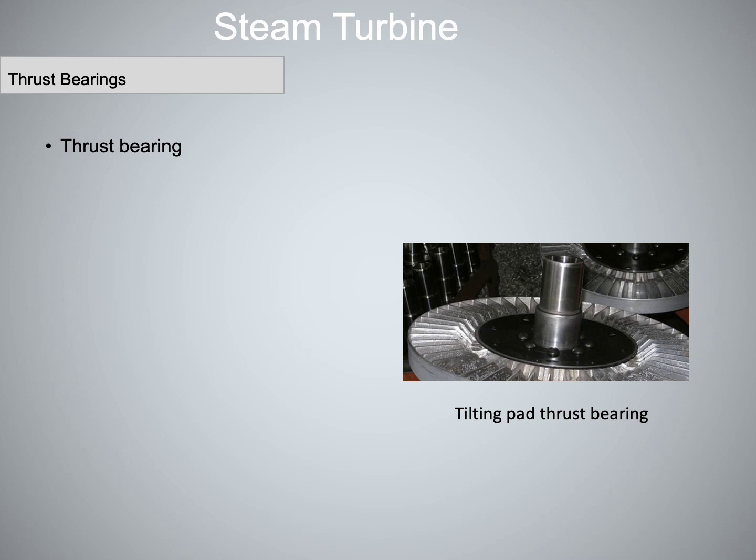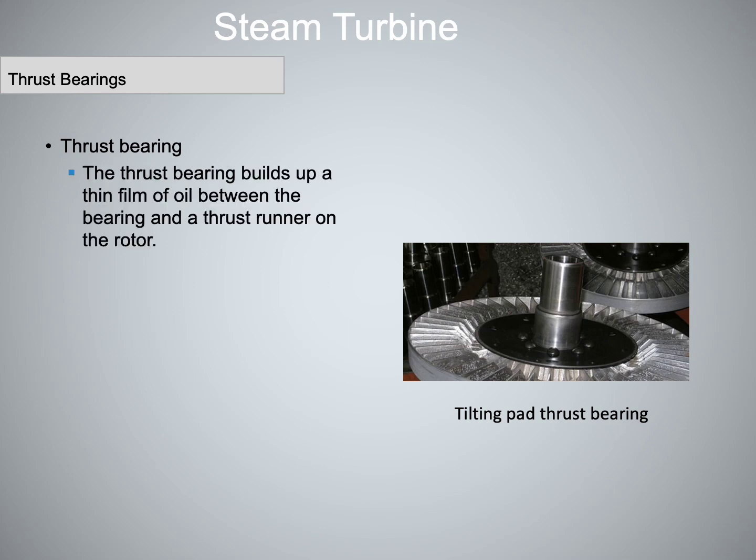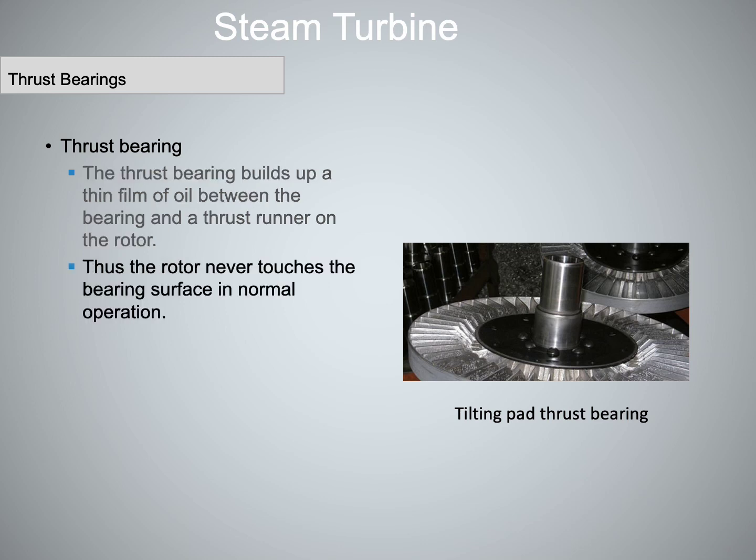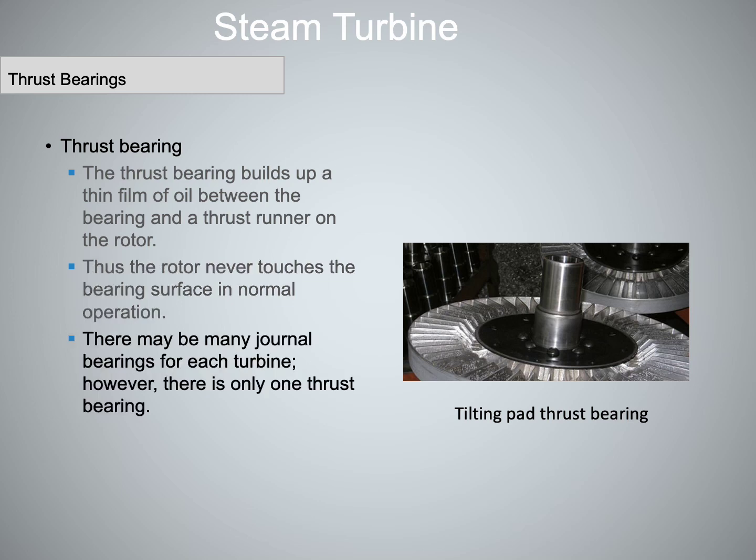Thrust bearing. The thrust bearing builds up a thin film of oil between the bearing and a thrust runner on the rotor. Thus, the rotor never touches the bearing surface in normal operation. There may be many journal bearings for each turbine, however, there is only one thrust bearing. It is usually mounted on the non-drive end side.